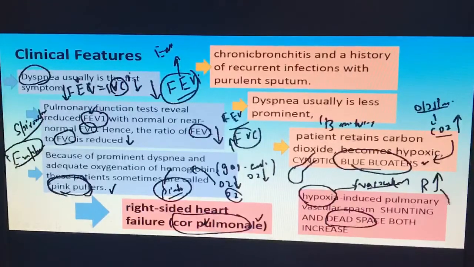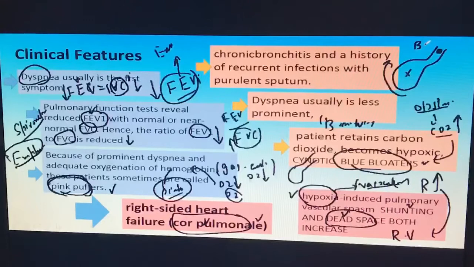When the resistance is high, it puts a burden on the right ventricle for pumping. If oxygen is not exchanged, the air is just wasted, or there is shunting: blood is there and air is not. Like in bronchitis, a mucus plug means the alveoli have no air. If there is no air, the blood going there is wasted. So bronchitis leads to wasting of blood.